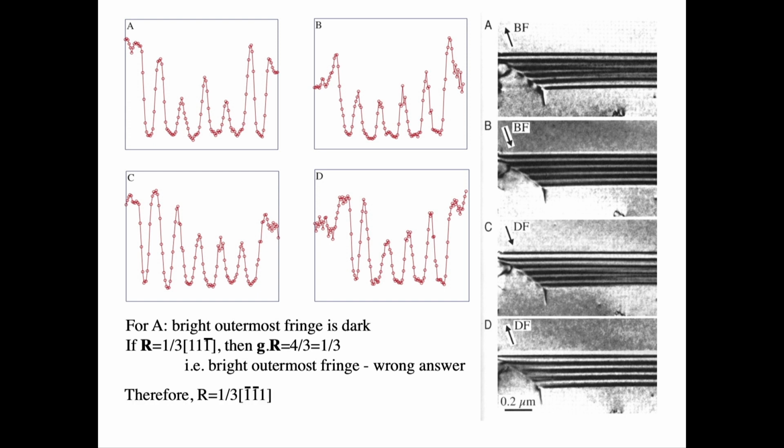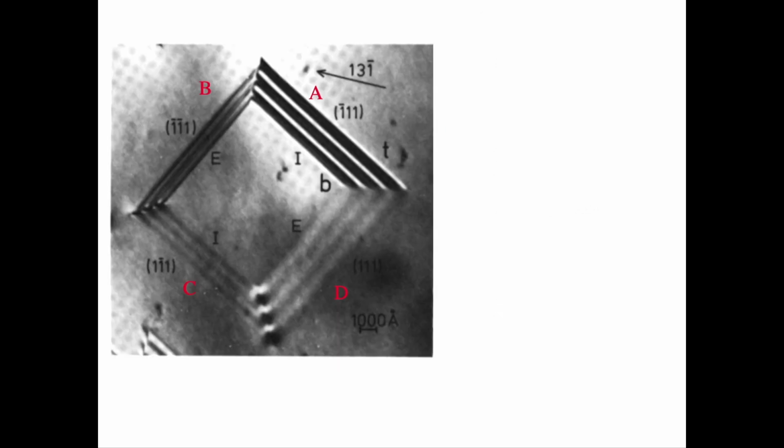So therefore R is 1/3 [-1, -1, 1] in that case. And so the fault is actually extrinsic in nature. So we're able to tell something about the nature of the fault from that. This is a sort of 4 faults in silicon. We have A, B, C, D I've marked on there.